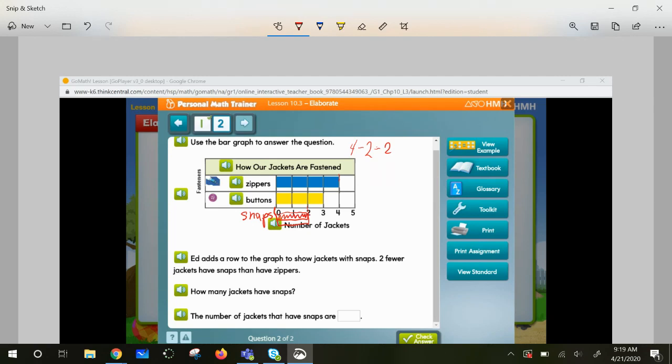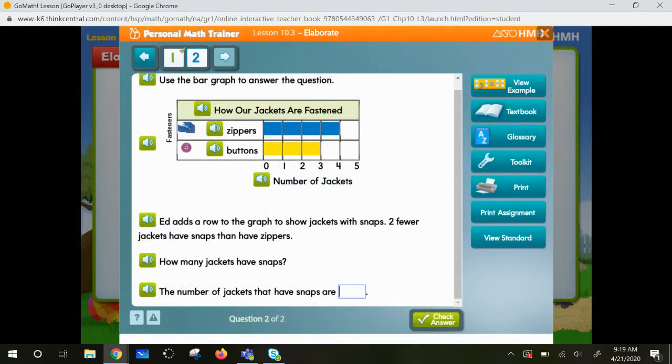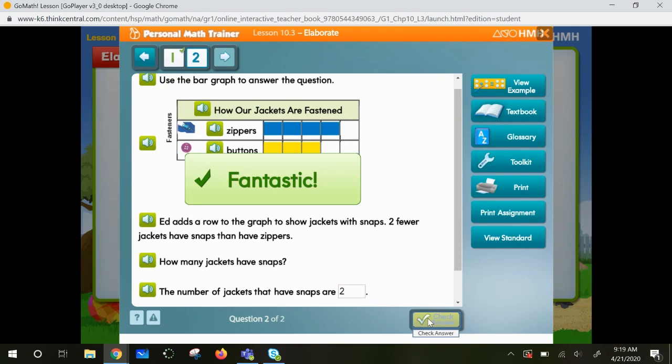Okay? So how many jackets have snaps? Well, come to the end of the bar, check out the number that it's there, and the answer is 2. Fantastic!